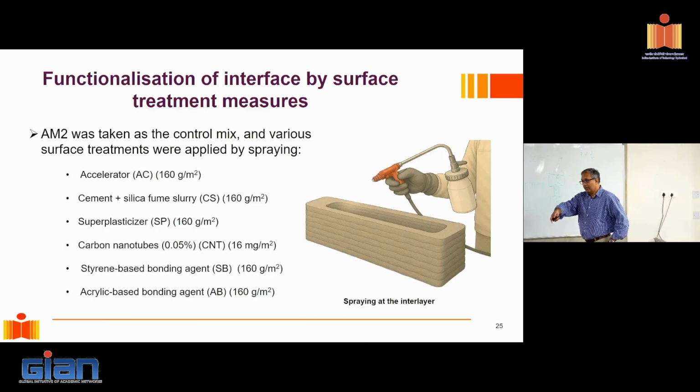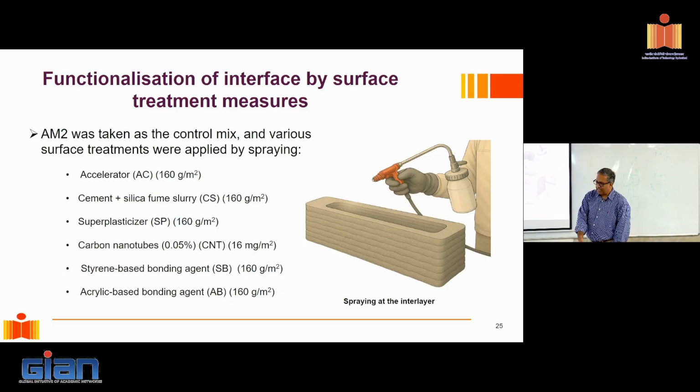So now, coming to the question, what can we do about it? We said, okay, we have a weak interface. Let's see if we can functionalize the interface. Can we make it stronger? Can we make it more resistant to ion penetration? So we tried to spray between the layers. The idea is that you print one layer, immediately spray something on top of that, and see how that would help the interface, right? And conventional wisdom is that you try something like, where is my bonding agents.